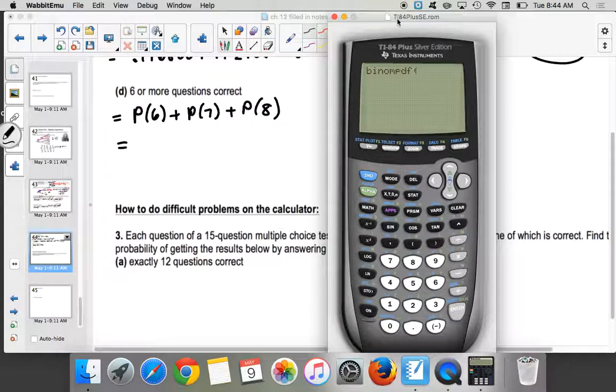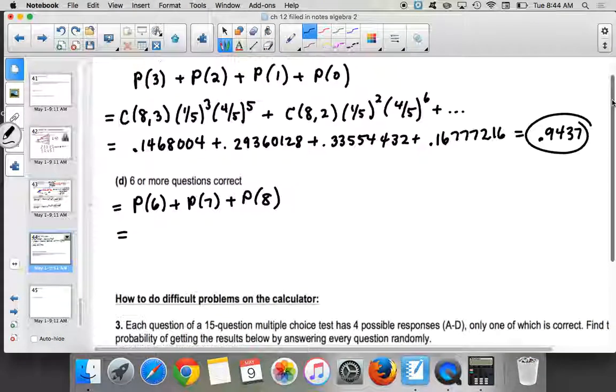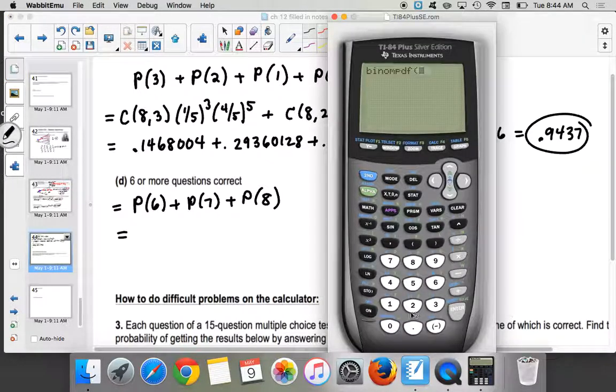Okay, so when we do a Binomial Pdf, that's finding it for a single one of those numbers. So if I wanted the probability for, let's do this number, the probability of getting 3 correct, then it's going to be NPR. So NPR, National Public Radio.